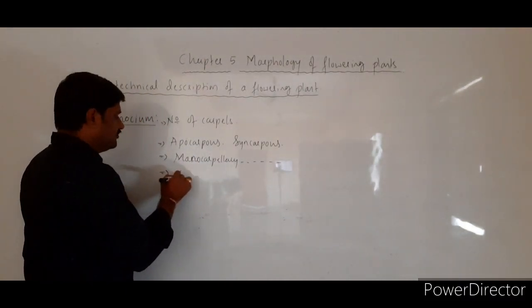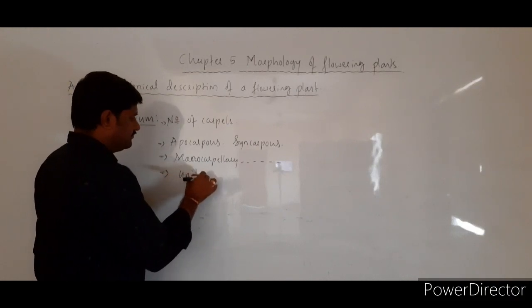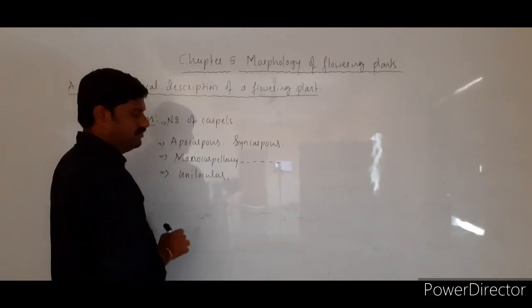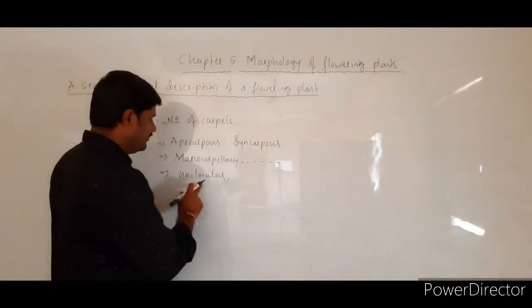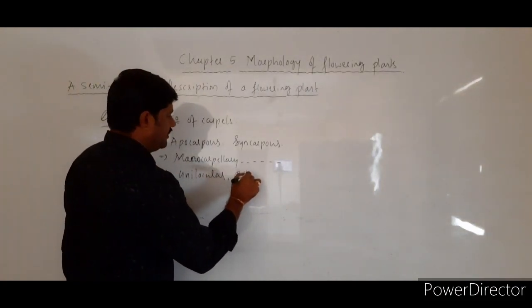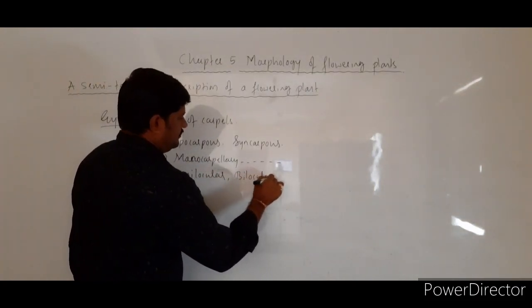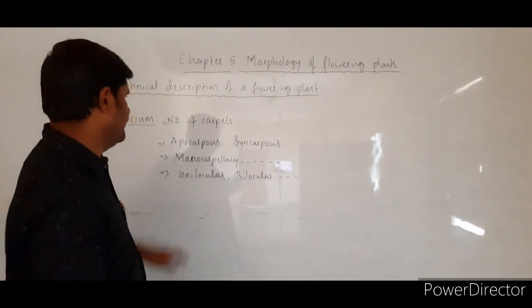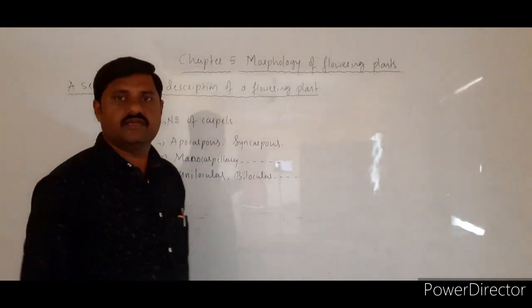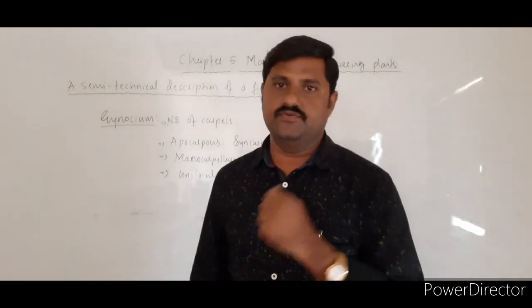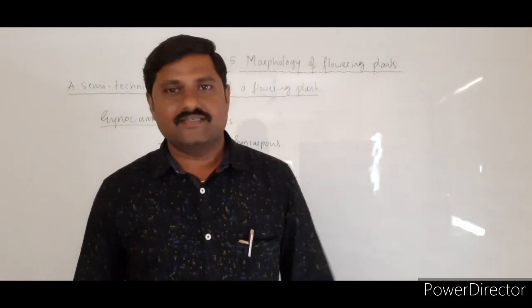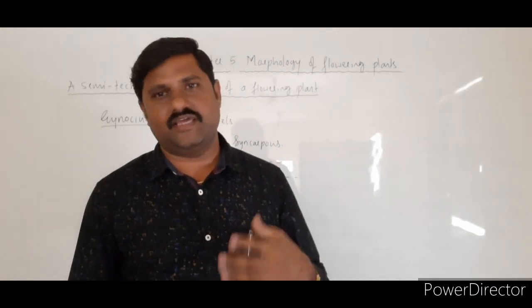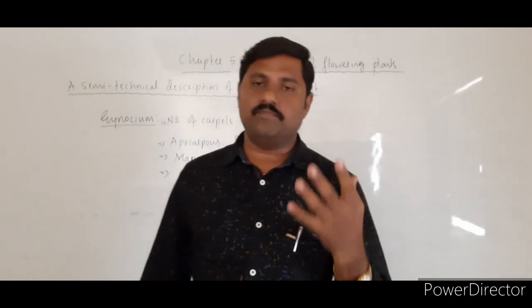If it is unilocular, how many locules are there? Unilocular, bilocular. What is the condition? That one also we will have to mention over here. So this is how we study this gynoecium also. These are all different conditions in all the floral parts.